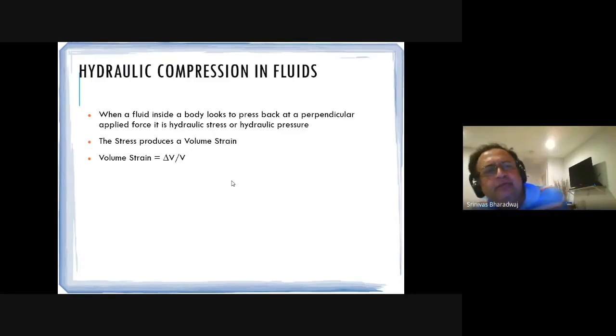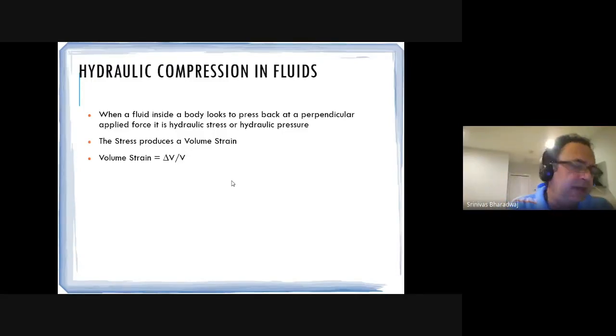Now, in the case of hydraulic compression, hydraulic compression is a very important idea. It is used in many different places, most notably in brakes. You have what is called a hydraulic brake. When a fluid inside a body presses back against a perpendicular force, the stress produced is the applied force, right? At a perpendicular applied force, it is a hydraulic stress or hydraulic pressure. Now, what then happens? So you put a lot of pressure, it faces hydraulic pressure, and it also pushes back, because fluids like liquids, right?